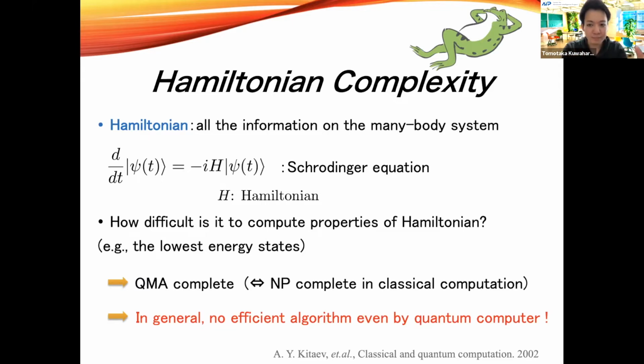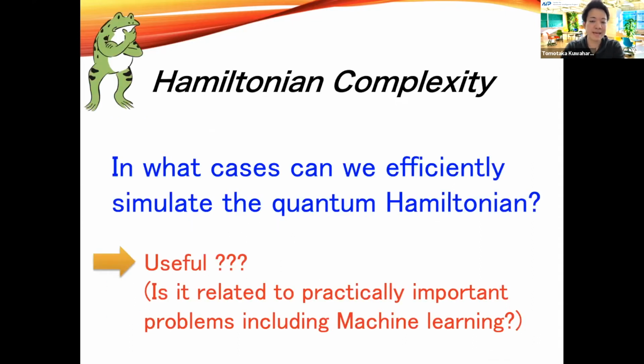But this fact means that the most difficult problem in quantum many-body physics is hard to simulate by quantum computer. That is, not all the problems are hard to solve. In fact, many of the practical problems in quantum many-body physics can be efficiently solved. Then we have a very fundamental question. In what cases can we efficiently simulate the quantum Hamiltonians? Here, the simulation means the computation of the properties of quantum Hamiltonians. This is the main research target of Hamiltonian complexity, as well as my research topic.